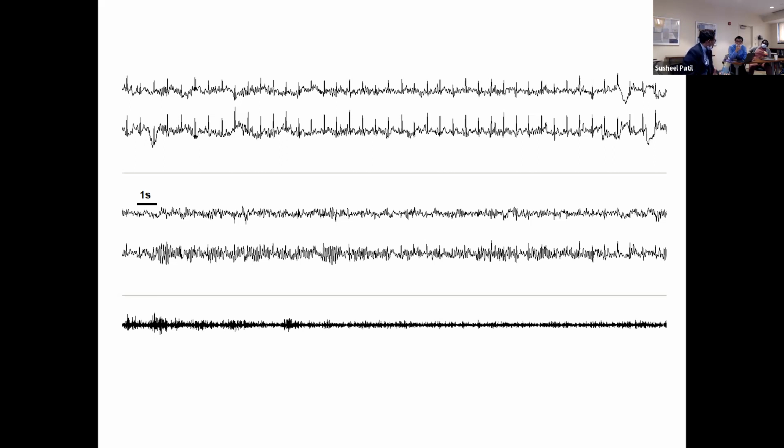The patient probably has their eyes closed, because that's what brings out that alpha rhythm so strongly here. They might be having some elements of drowsiness there.